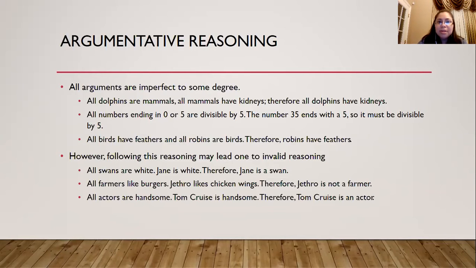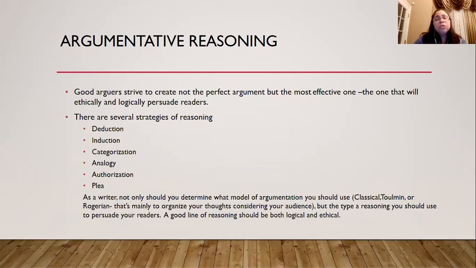Okay, so there's definitely some inconsistencies and contradictions in these statements, and they're all following some type of reasoning. And this is deductive reasoning. We'll get into it a little bit more. So my point here is that all arguments are imperfect to some degree. And so when you choose a mode of argument, when you choose a strategy of reasoning, know that it's not 100% foolproof. Okay, let's go on to the next one. So what you should do is strive to not create the perfect argument, but the most effective one, the one that will be ethically and logically persuasive to your readers.